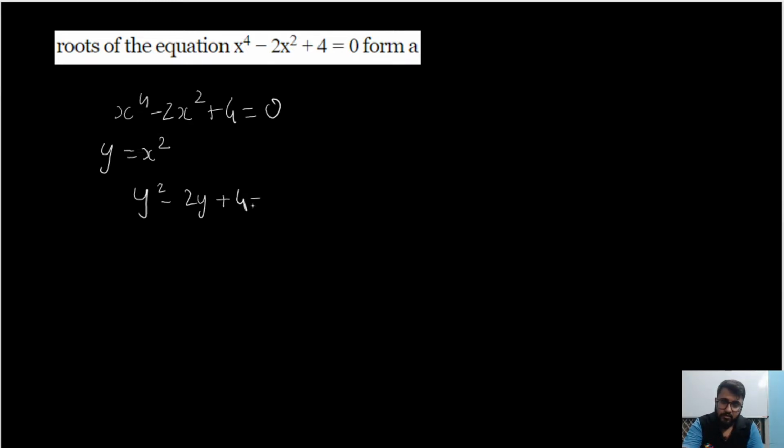So here we are supposed to find the shape that the roots of the given equation can make. We have a fourth degree equation in terms of x, and it's not too easy to solve a fourth degree equation, but we know a neat little trick, right? You can just say y equals x squared and you can make this a quadratic equation, y squared minus 2y plus 4 equals 0, which can easily be solved using the quadratic formula.